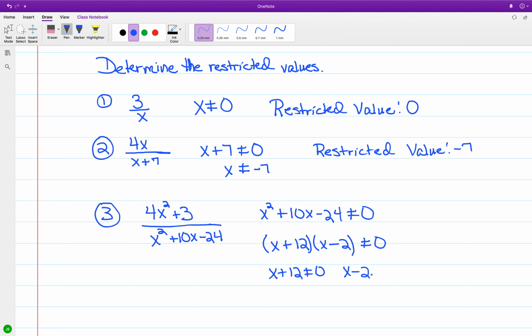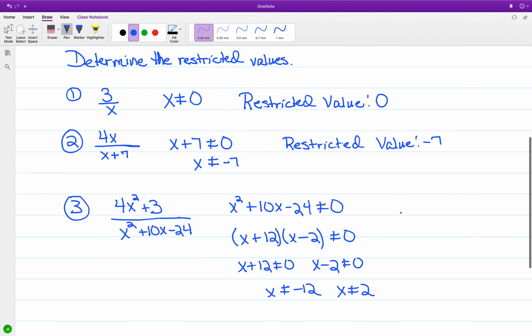So with the restrictions, x plus 12 cannot be 0, so x cannot be negative 12. And x minus 2 also cannot be 0, so x cannot be positive 2. So the restricted values are negative 12 and positive 2.